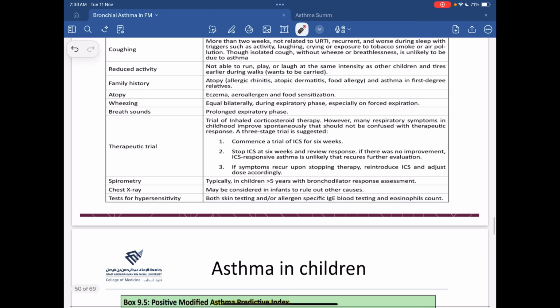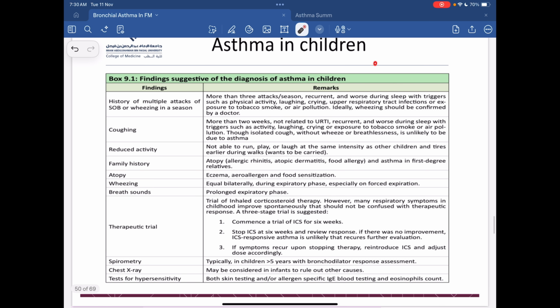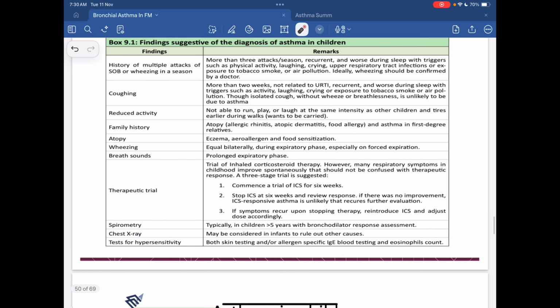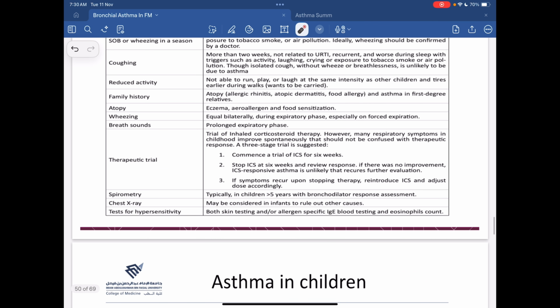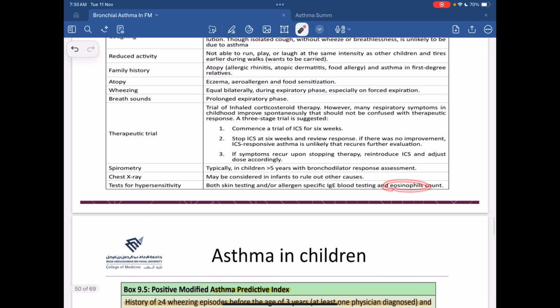نسوي spirometry، بس هذا typically in children that are over 5، مو age range اللي هم 4 and less. Chest x-ray ممكن يكون in infants just to rule out any other causes, birth defects. Tests for hypersensitivity, skin testing, and IgE blood testing, and eosinophil count.